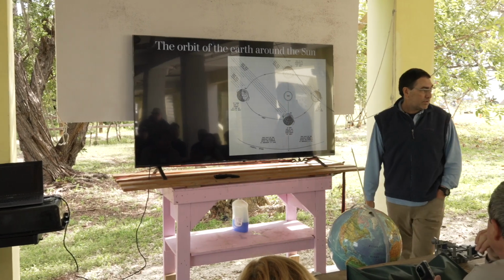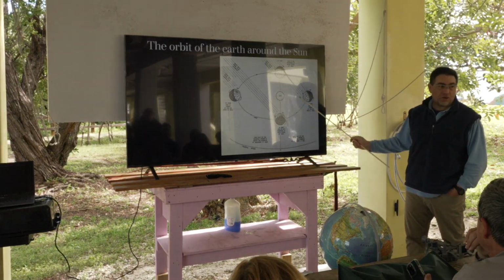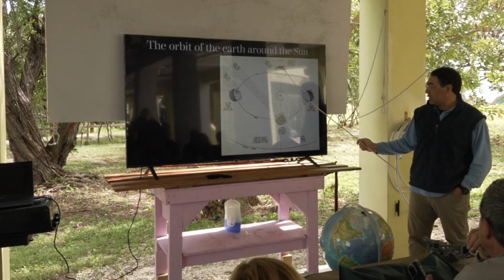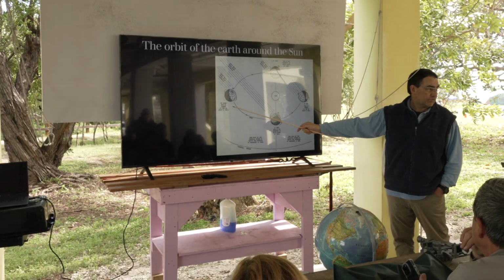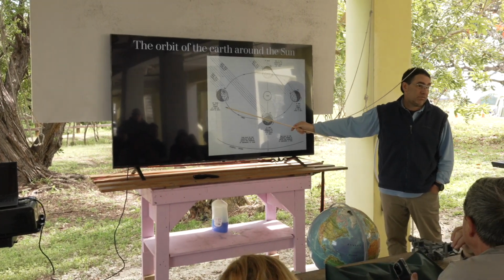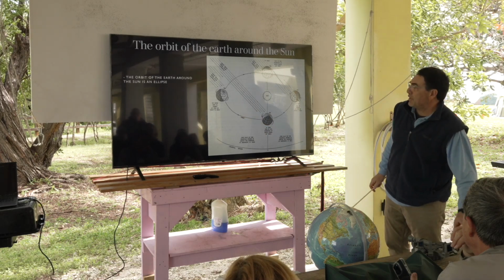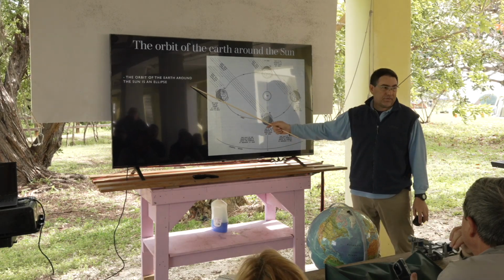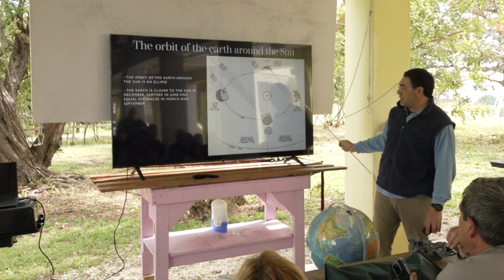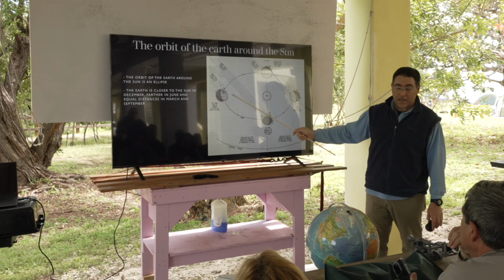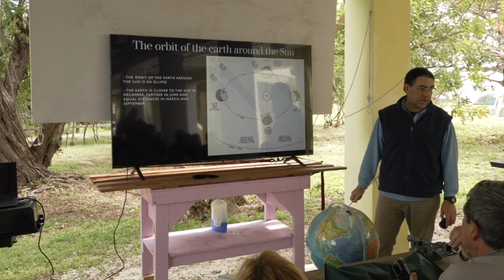Which means that the distance between the sun and the Earth is not always the same. It is closest at this time of the year in December, and it's farthest in June, right? We agree on that? Nothing new. So the orbit of the Earth is an ellipse, which means the Earth is closer in December and farther in June, and it's pretty much at the same distance during the equinoxes, September and March.